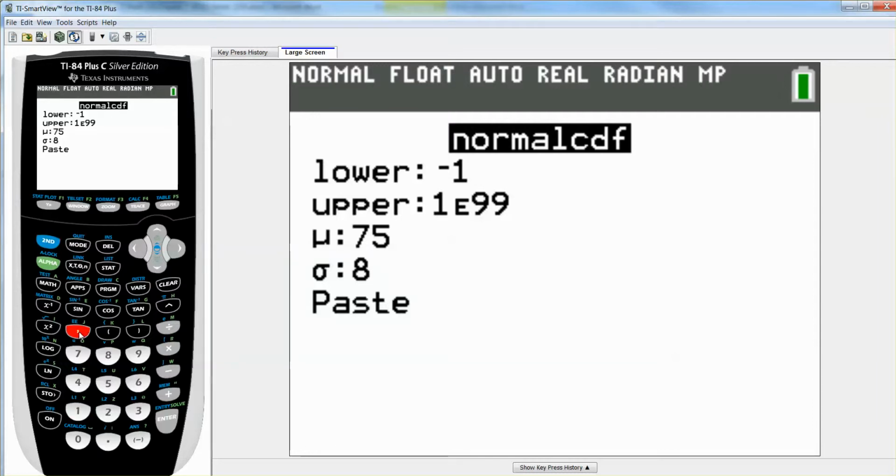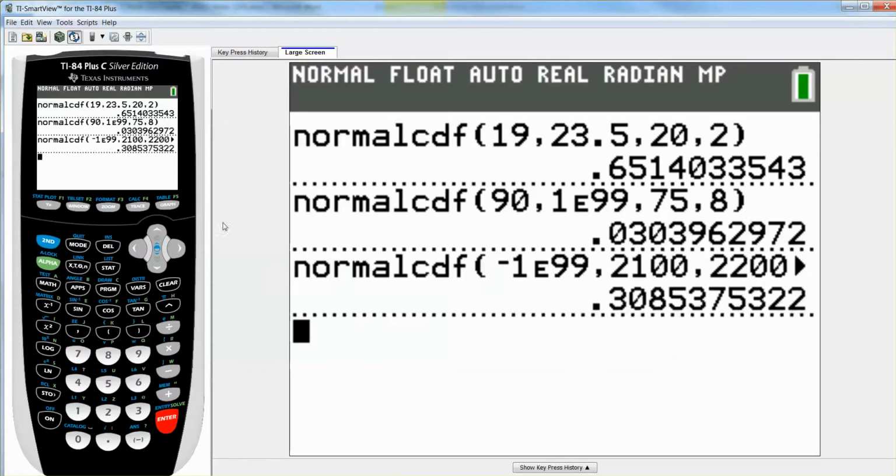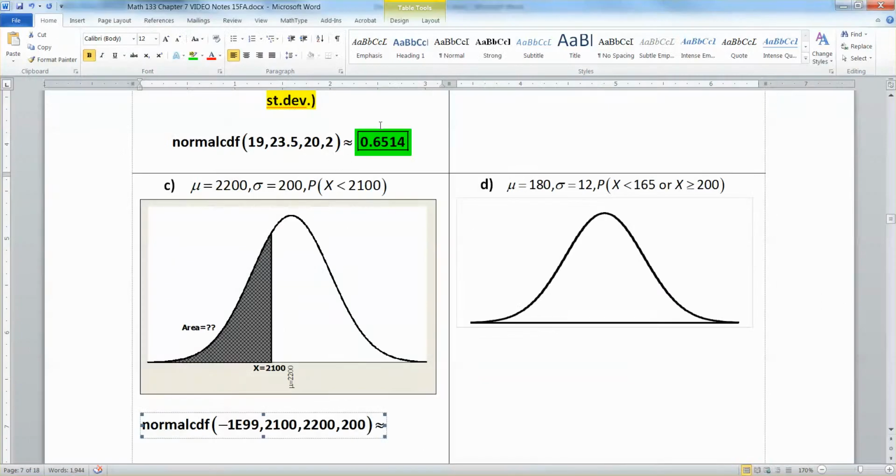So -1, second comma, gets you your E, your times 10 to the, which stands for exponentiate if you want to know what it stands for. And then we want 2100 here. Then we want 2200 and 200. And then we go to paste, enter, and there we get it, 0.3085. See, I didn't lie to you. It was 0.3085.